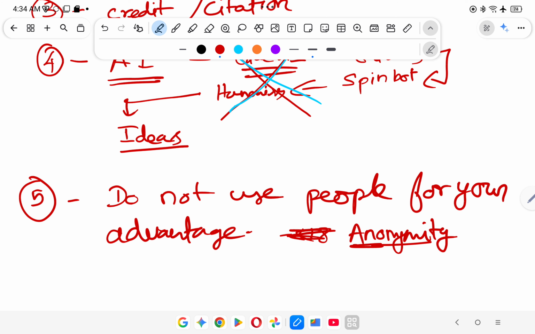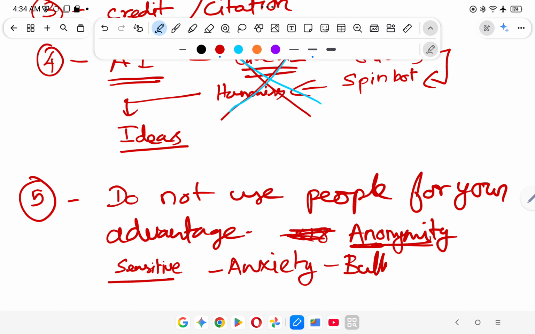You cannot say this person said this unless there is a reason for you to quote that person. So it's better to have anonymity, especially when you are dealing with certain sensitive topics. Say you're dealing with research on people who have anxiety or something like that, or people who have been bullied. In that case, you cannot reveal the details of those people, or at least you should get their consent before doing so. You can use the data, but you have to make sure it doesn't hurt the person in any way.